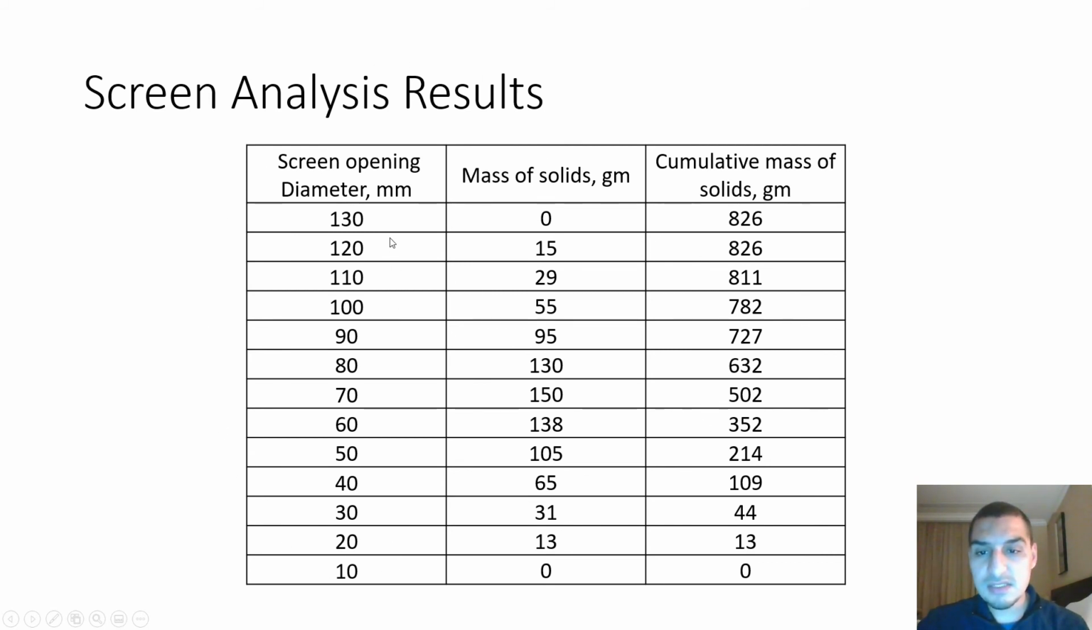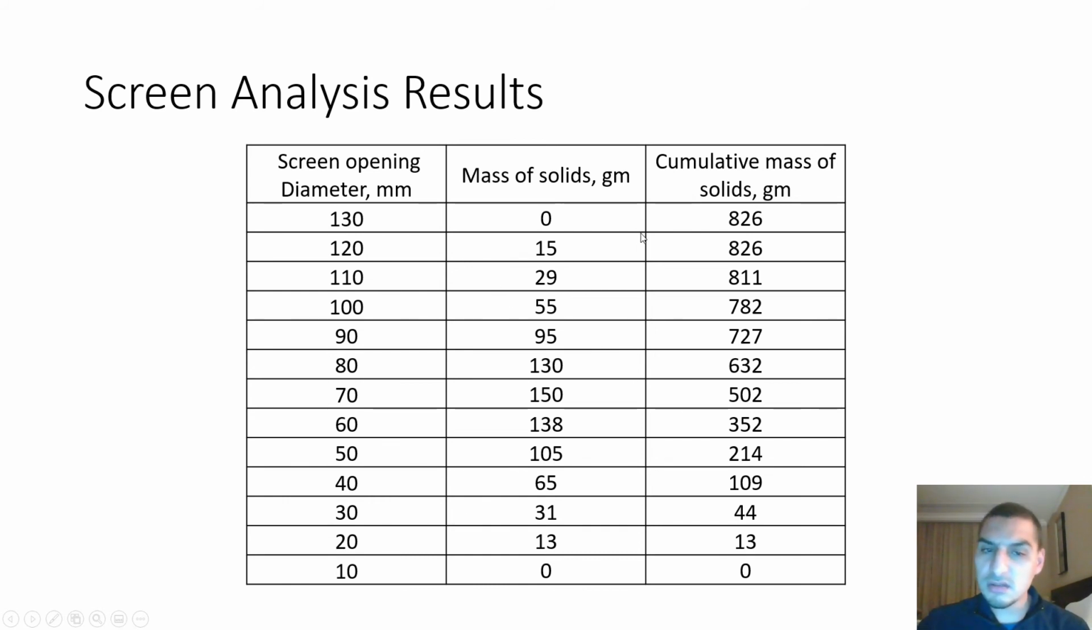So this says that there is 0 grams in the 130 millimeter diameter, so it means that all the particles are smaller than 130. Then 15 grams are sitting on the 120, so they couldn't pass through the 120, so they are smaller than 130 but larger than 120. And then 29 grams between 110 and 120, 55 between 100 and 110, and so on.